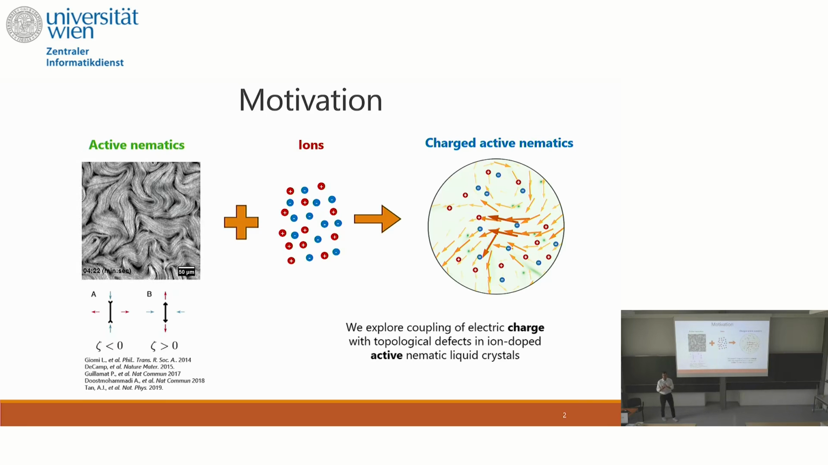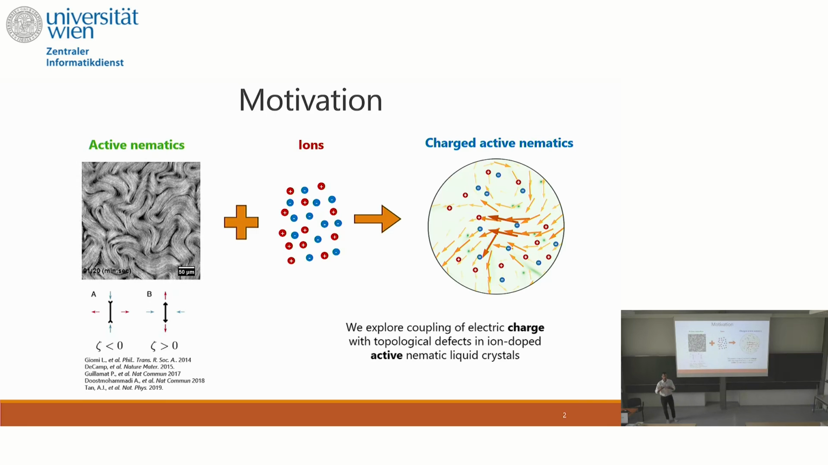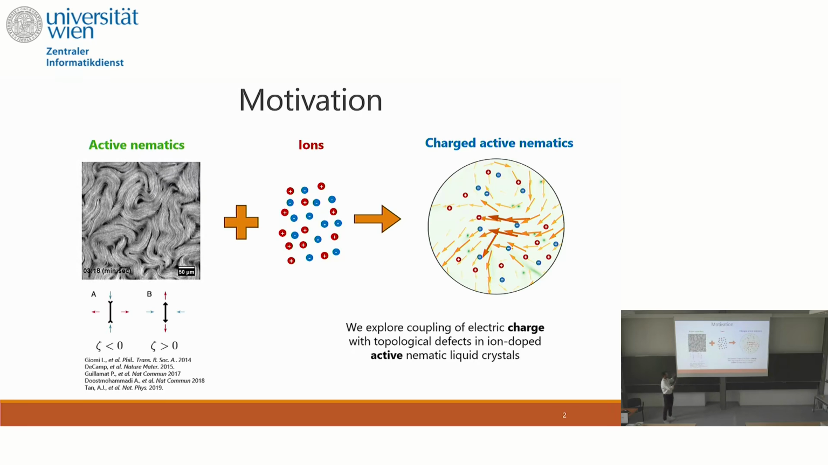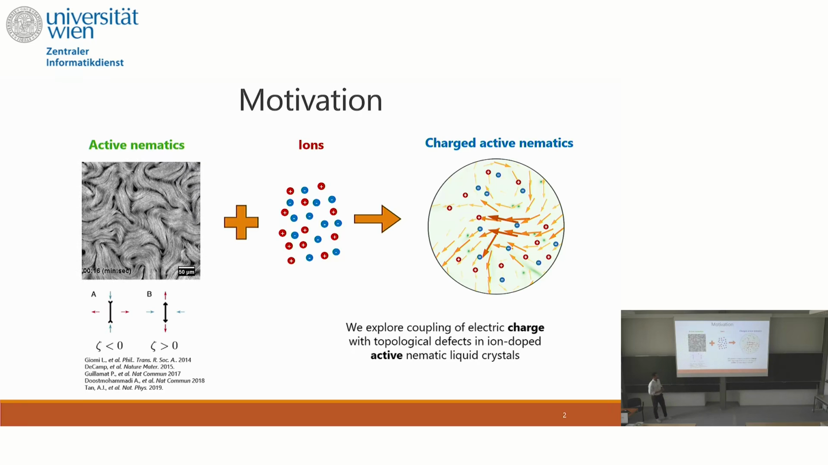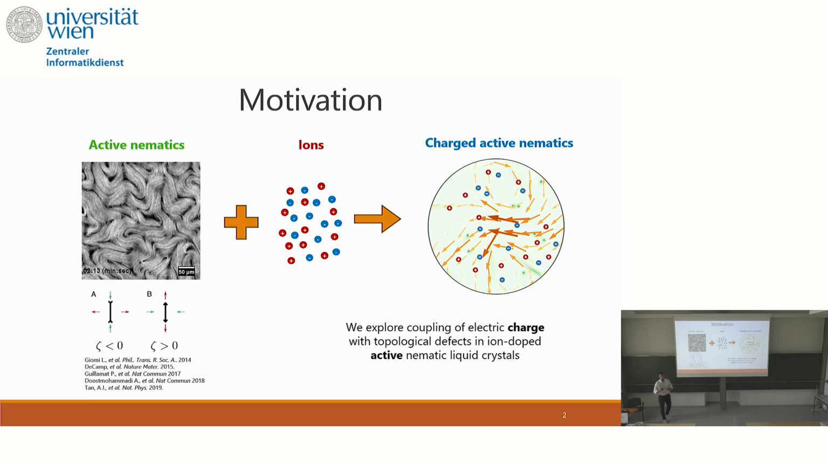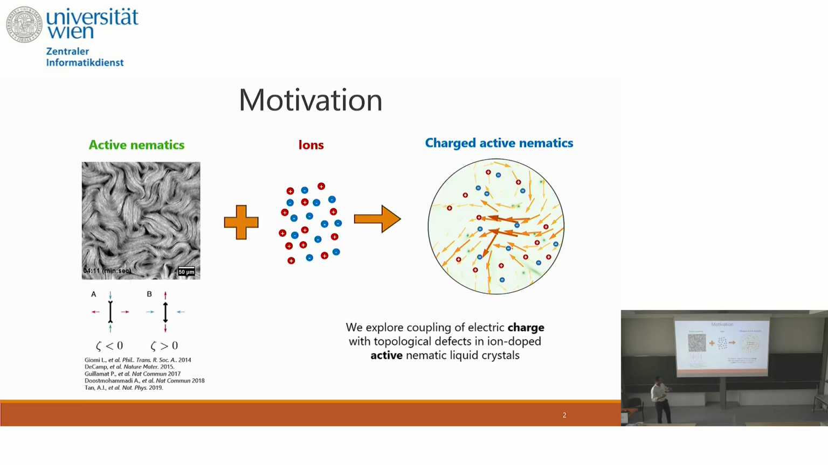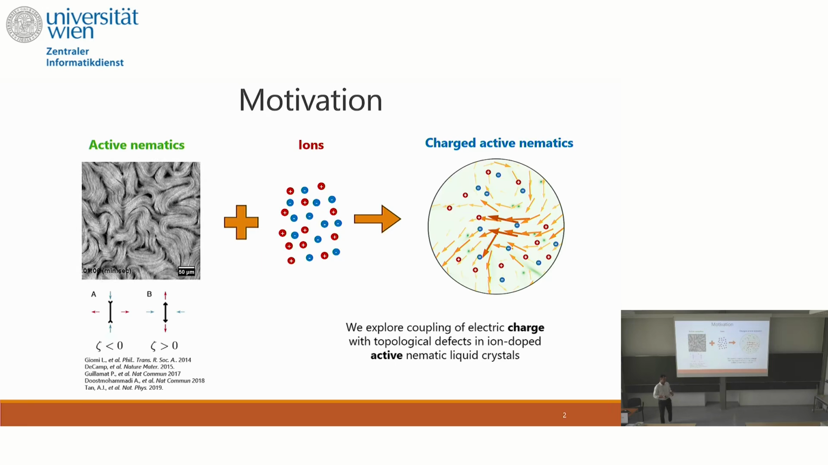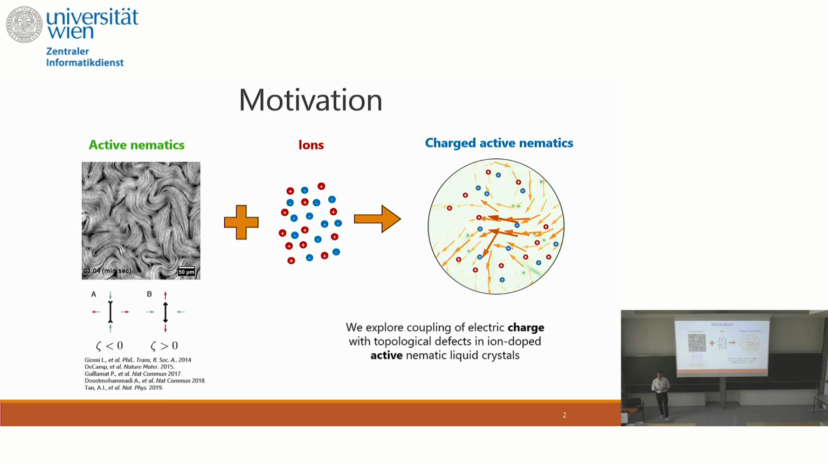But basically, these are nematic liquid crystals that consume energy, that transform energy from the surroundings into motion. So we get this chaotic movement of these topological defects that we also heard about. In this system, we want to add ions. So it's a bit of a continuation, I guess, of Jeffrey's work. So we get charged active nematics, and we want to explore how these charges and couplings between ions and nematics affect these active nematic liquid crystals.